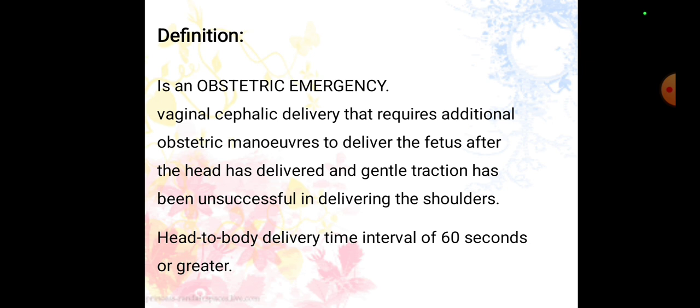Other definition: it's a head-to-body delivery time interval of 60 seconds or greater. 60 seconds is required for restitution and external rotation and delivery of the fetal trunk. Any delay at this step is diagnosed as shoulder dystocia.